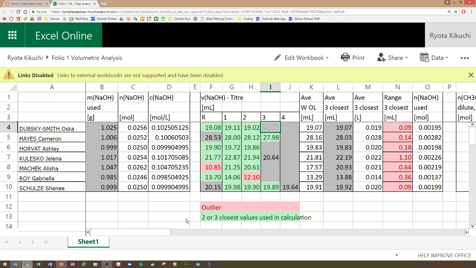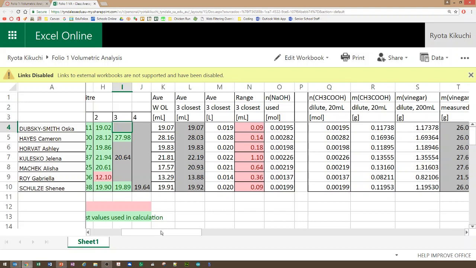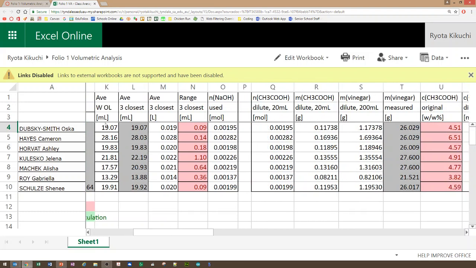That's how I calculate it and paste into here. So that's why you see 2 different average values, average titer values. The average titer value with outlier inclusive is that. For Oscar it was the same because I didn't have the third value there. This red one is the range.